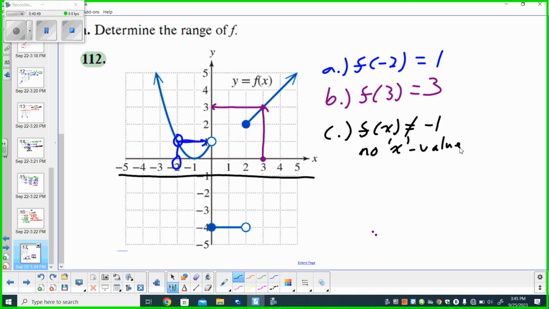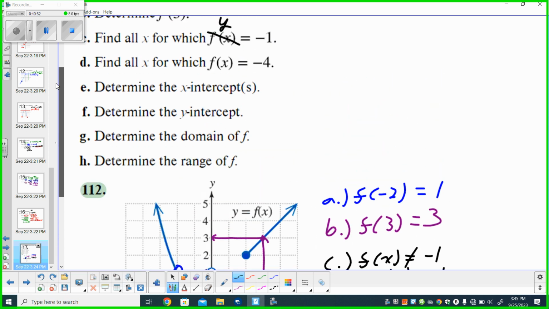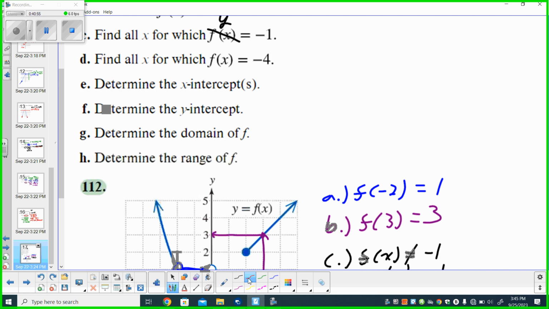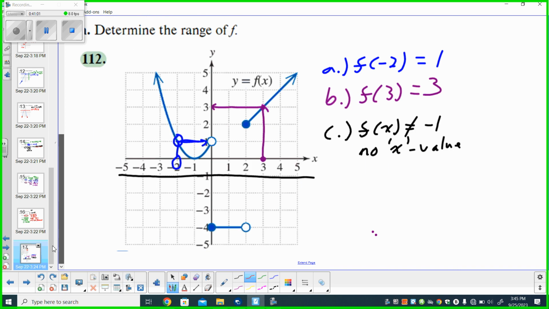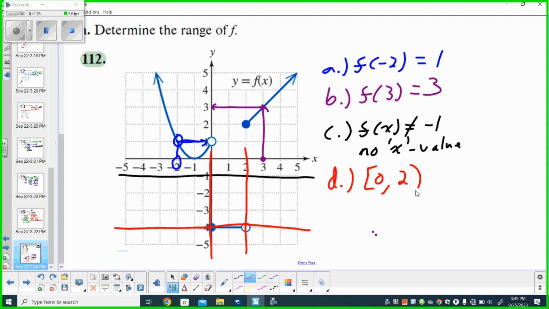All right. And then I move on to part D, find all x values for which f of x is -4. So again, this is stating, give me all the x values in which y is -4. Here is y is -4 right here, and it looks like it's all of these x values from here to here. So in part D, all the x values would go from 0, because you're looking at the x, not the y, with a bracket, since that's a solid dot, all the way to 2 with a parenthesis, since it's an open circle. So all of those x values gave us the value of -4 for the y.